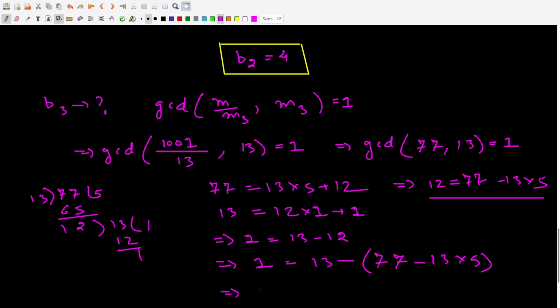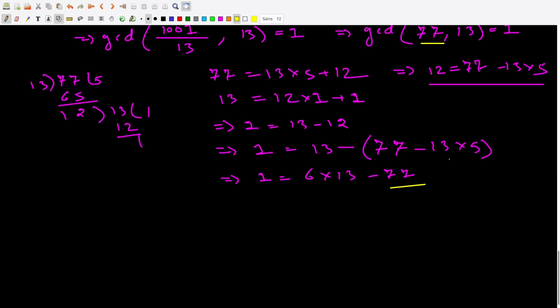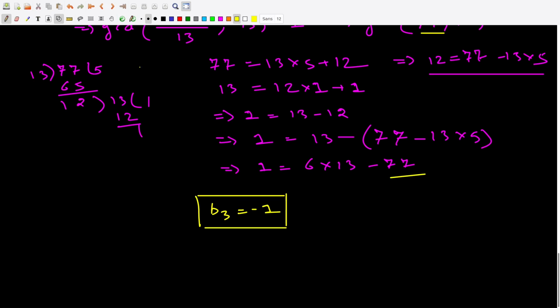So what do we get here? 1 equals 6 times 13 minus 77. What did we want to find out? We wanted to find out the multiplicative inverse of m over m3, and m over m3 is 77. So the multiplicative inverse of 77 is minus 1. So b3 equals minus 1. Having known this, now let us compute the value of x.